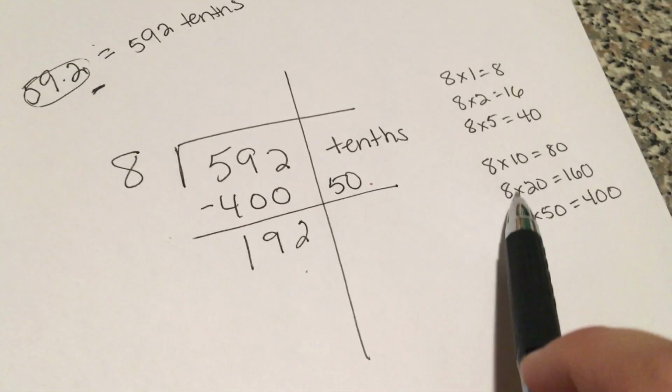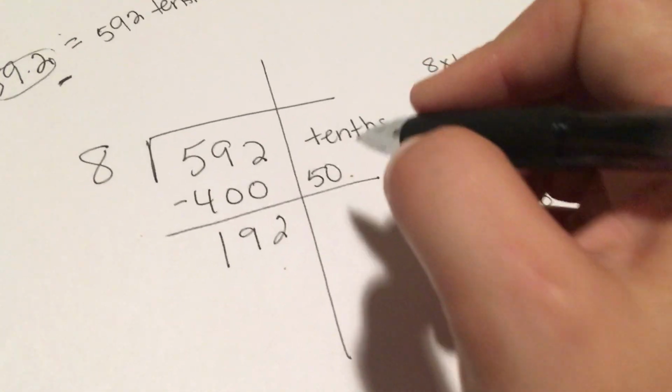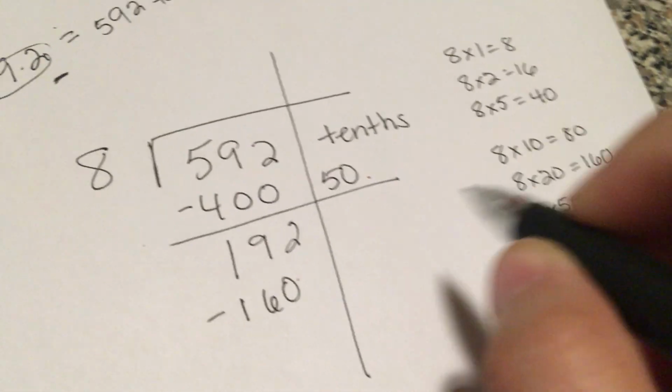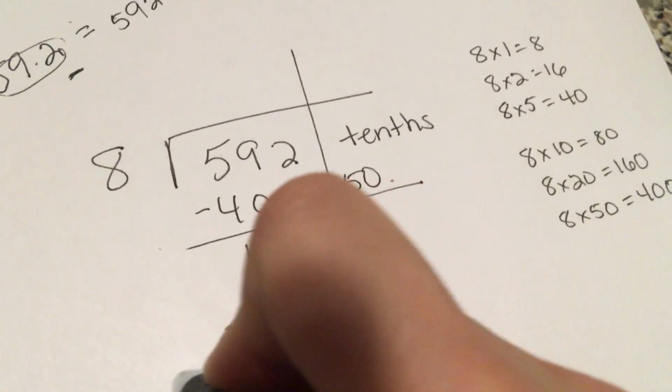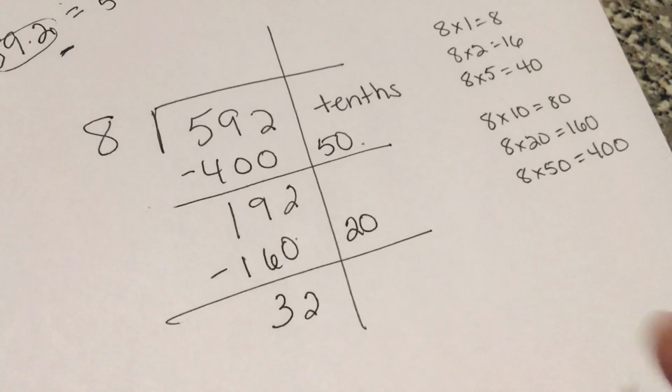When I look at my list, 400 is now too big. I need to go with a smaller piece, so I'm going to go with 160. When I subtract 160, I'm taking away a times 20 chunk, so I'm going to write 20 next to it. I'm going to subtract 2, 3, and I end up with 32.